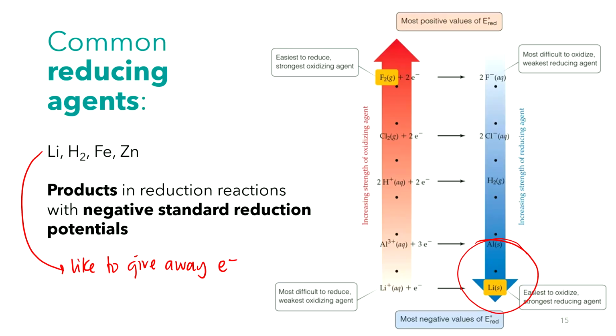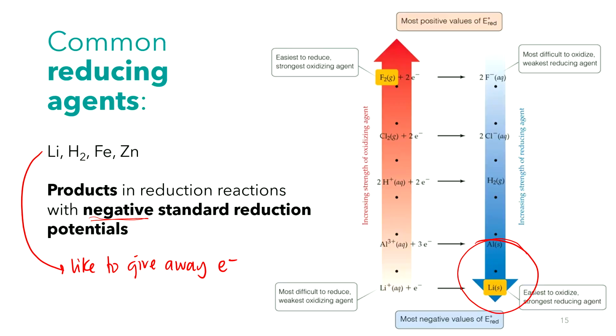Okay, so lithium and aluminum are down in that bottom right corner. Again, that means that Li+ and Al3+ are bad oxidizing agents. They don't want the electrons. They wanted to give them away in the first place, so they're not good at taking them back. They're the products for standard reduction potentials that are very negative.